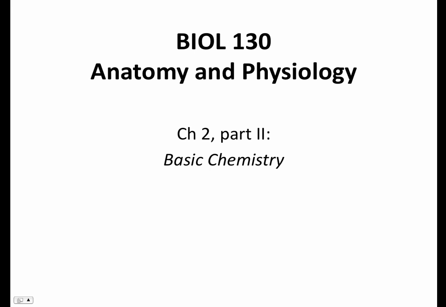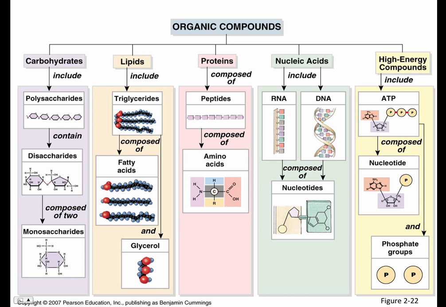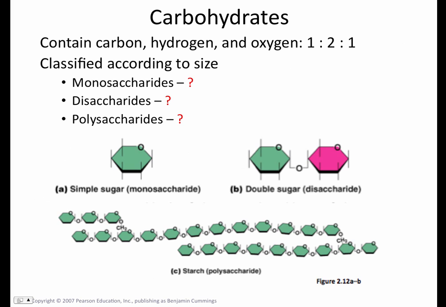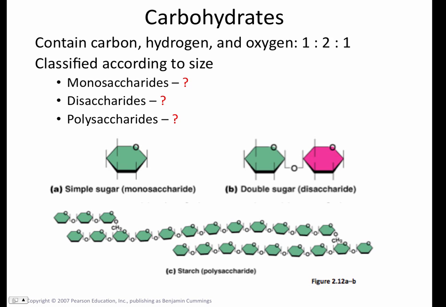Okay, now let's finish off chapter 2, looking at basic chemistry. And in this chapter we're going to go through all the different types of organic compounds and different categories of them. We're going to first start off with the carbohydrates. Now carbohydrates will always be found in a carbon-hydrogen-oxygen ratio of 1 to 2 to 1. They are classified according to their size, where monosaccharides are the smallest type, and therefore they're called simple sugars. The most popular one we know is glucose.